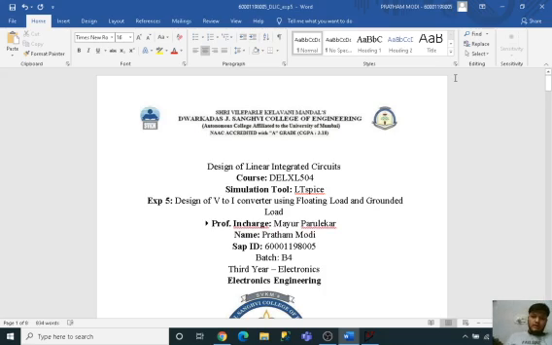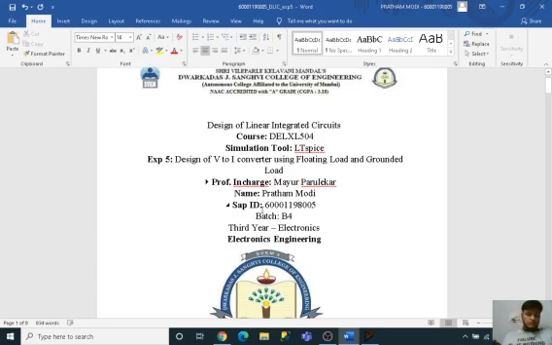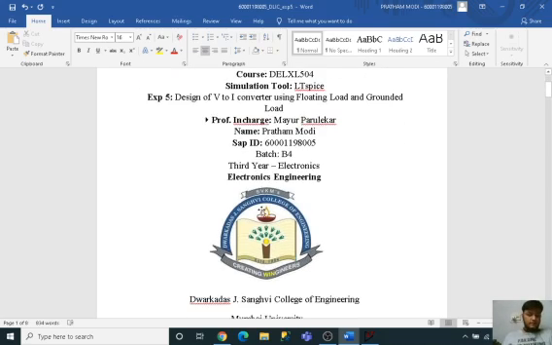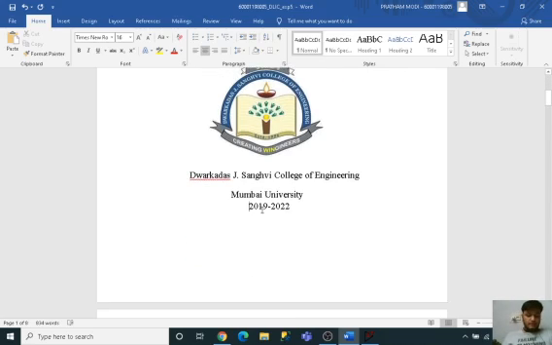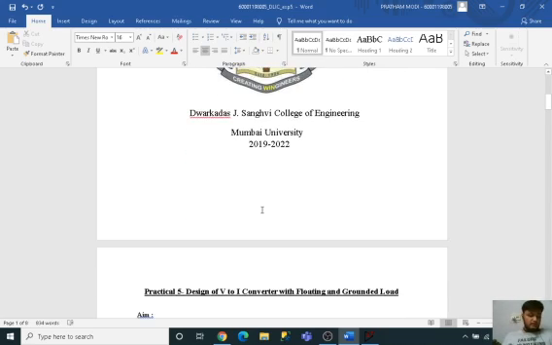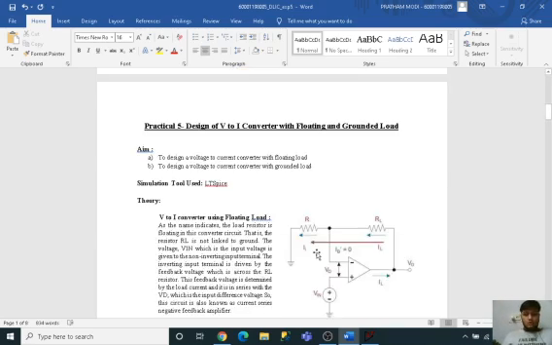Hello, my name is Pratham Modi, and in this video I am going to talk about designing of a V2I converter using a floating load and a grounded load. What happens over here is that the input voltage is being converted into an output current by giving the formula as Vi upon Ri. It is seen that the same current flows through the signal sources and also the load, and therefore the signal should be capable of providing the load current.